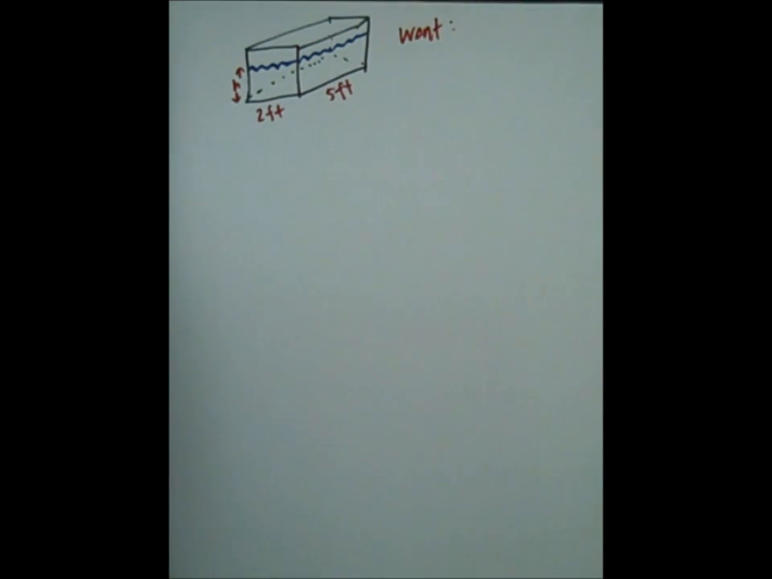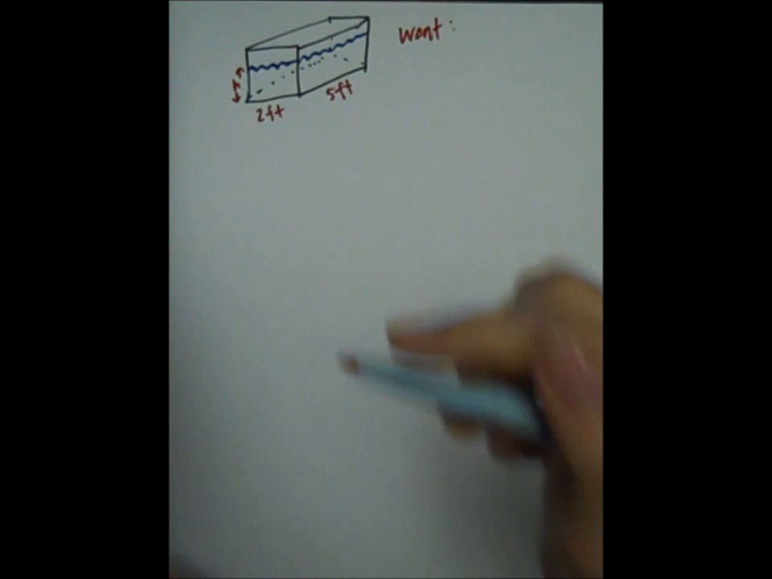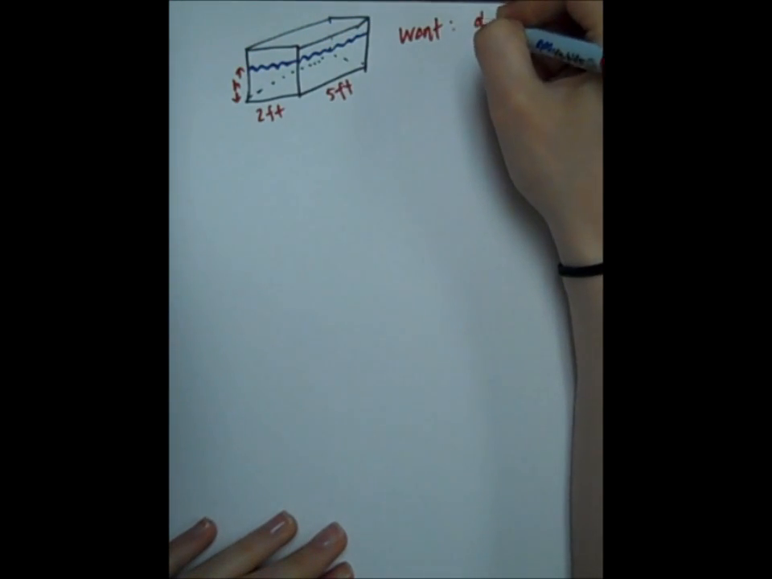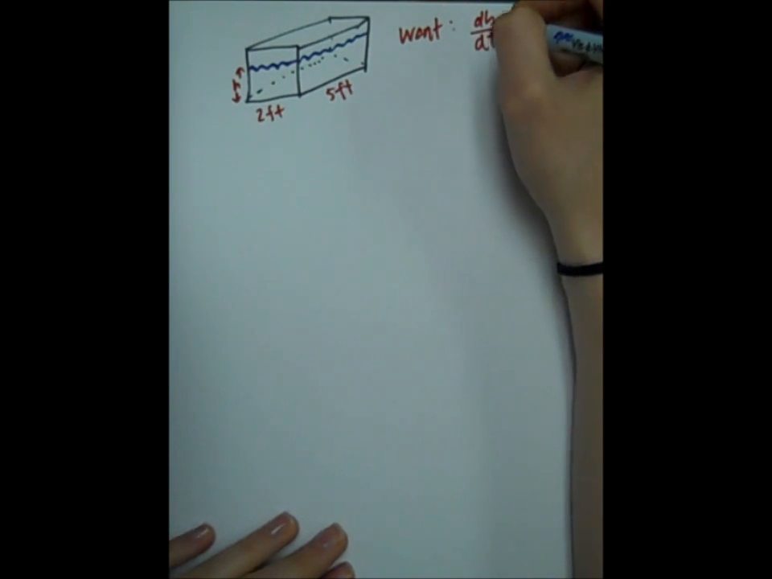In the problem, what are we actually trying to find? It says, how fast is the water level rising? So the water level is given by h. We want to know how fast, so that's a rate. So we're trying to find dh/dt.